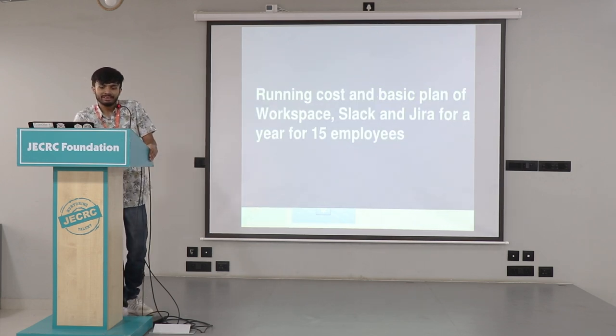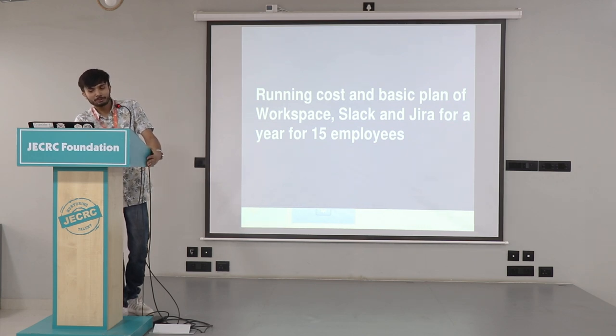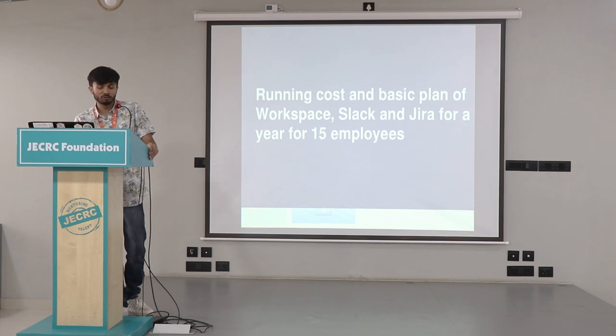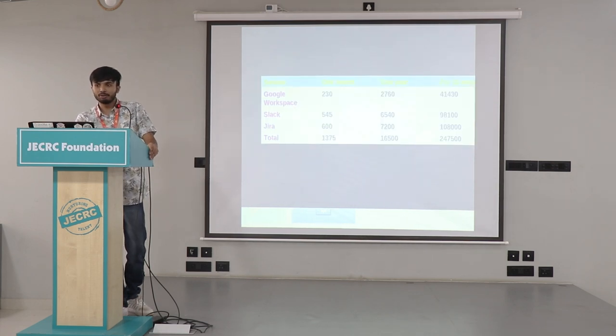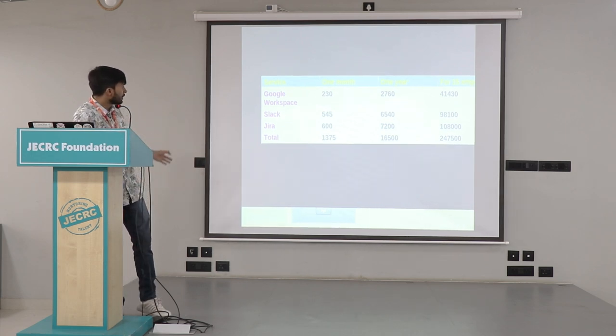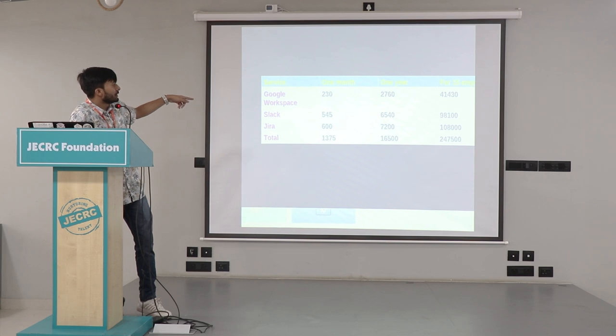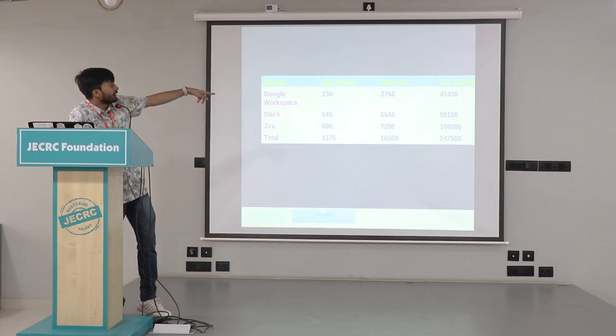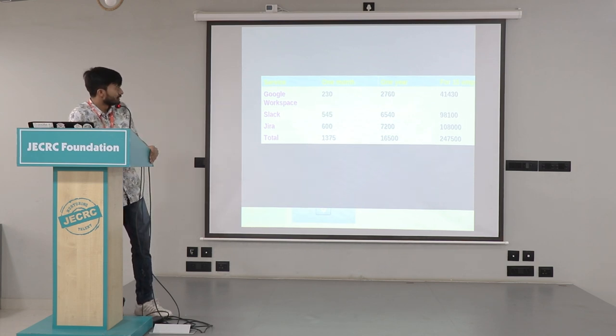So, as I said in the starting, there is a running cost and basic plan for workspace tools like Jira for a year for 15 employees. I have made a table which compares all the plans. If you opt for Google Workspace, then it takes 230 rupees for a month, 2,750 rupees a year, and for 15 employees, around 41,430 rupees.